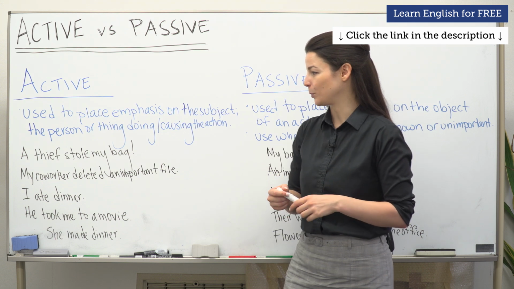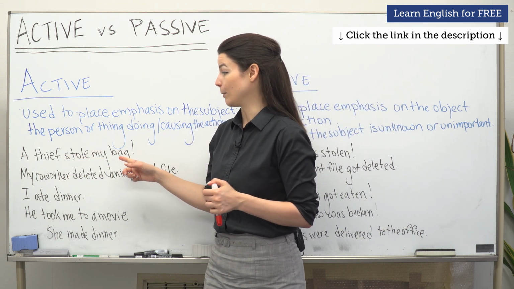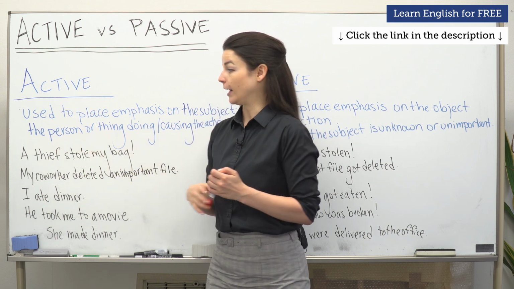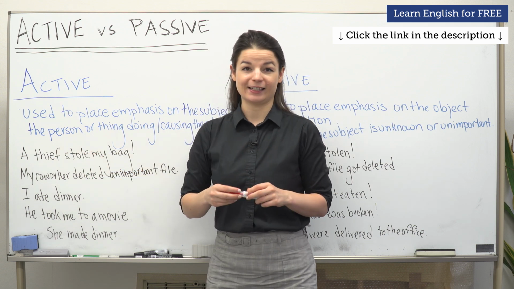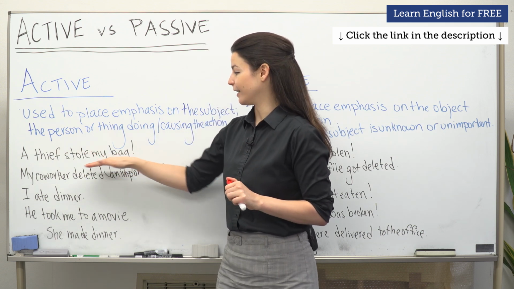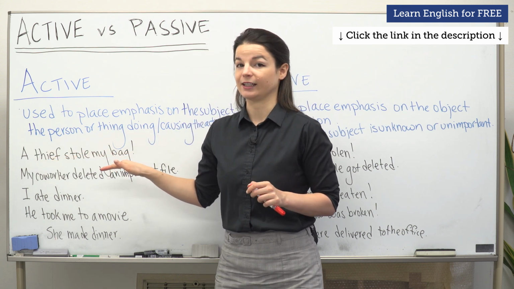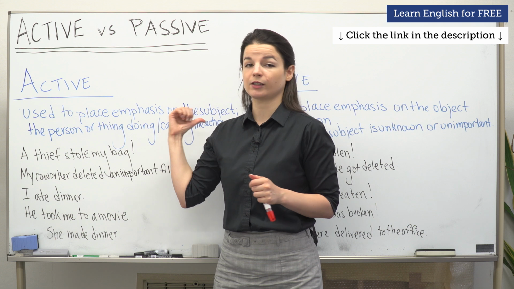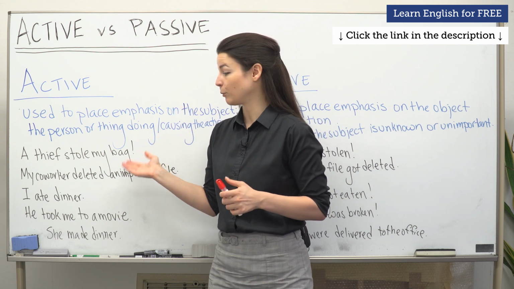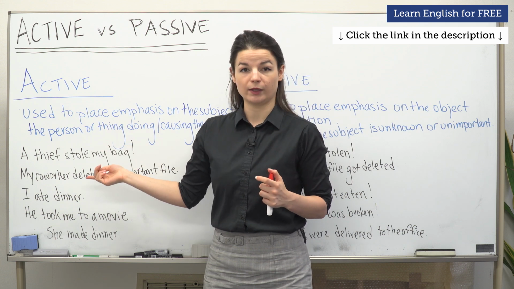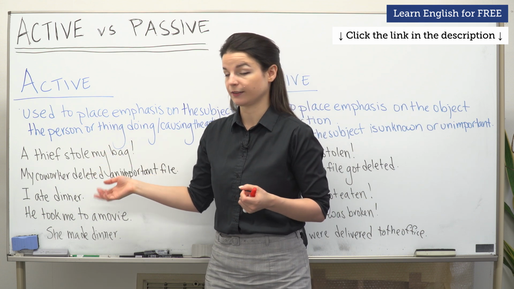So an example could be, a thief stole my bag. In this situation, we know a thief stole my bag. Here, the simple past tense is used, and we have my bag as the object here. So everything is clear, everything is known in this sentence. I'm going to talk about a different style, a different way to explain this sentence in just a moment, but we can use the active voice to explain a situation like this.